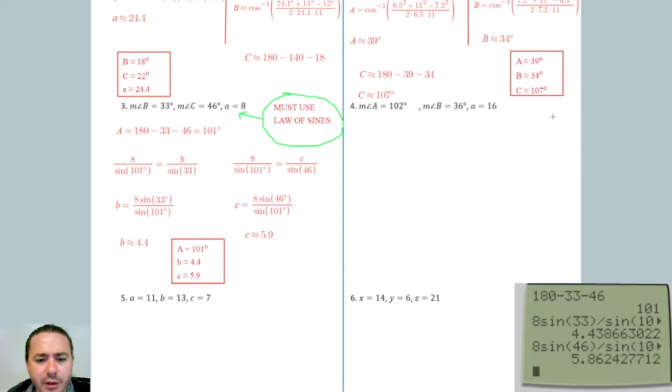Okay, now let's go on to number 4. For number 4, we've got two angles and another side. Are we going to have to use law of sines again on this one? Hold up, let's try to visualize what's happening here. We've got angle A, side A, and angle B. It doesn't really matter which one we call it. So this is going to be an angle-side problem. We're going to use law of sines again.